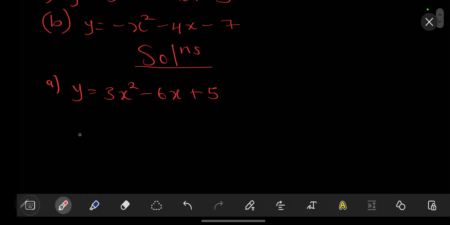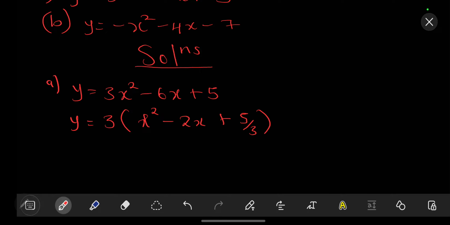The first thing that we have learned from completing the square method is this: we need to make the coefficient of x squared positive 1. So we are going to have y equals, we factorize the 3. If we factorize the 3, we remain with x squared, minus 6 divided by 3 gives us 2x, then we have 5 divided by 3, 5 over 3, like that.